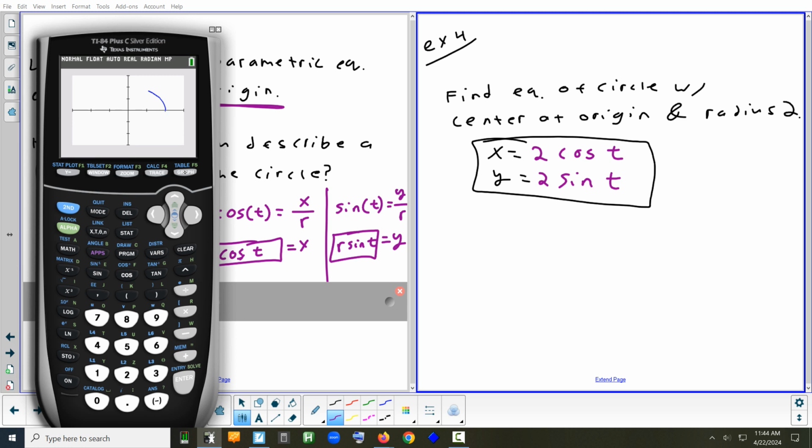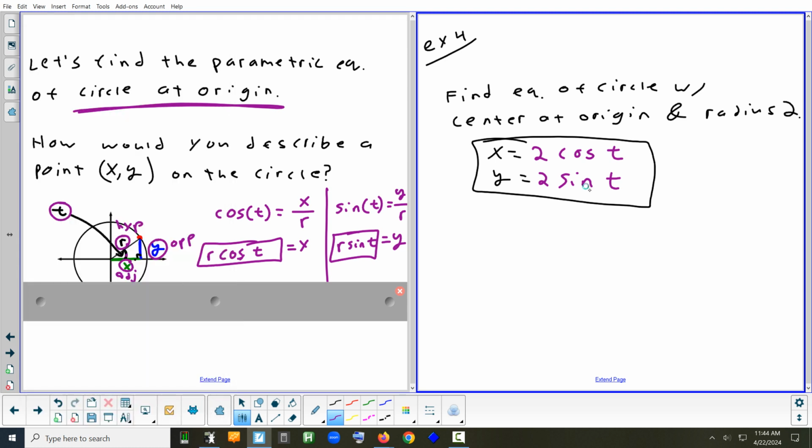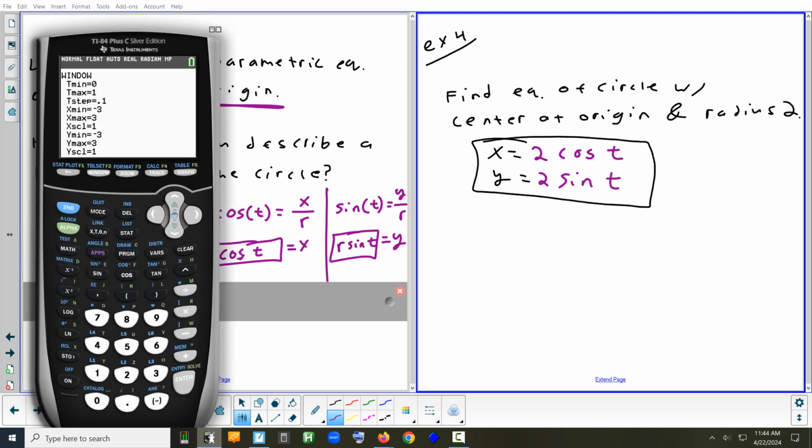Remember, it might not look like a circle because the screen is wider than it is tall. But you'll be able to tell that it goes 2 units in every direction by looking at the tick marks. We're using sine and cosine. In order to get a full circle, you have to go through a full cycle. When you're in radians, what number does the first cycle end at? 2 pi.